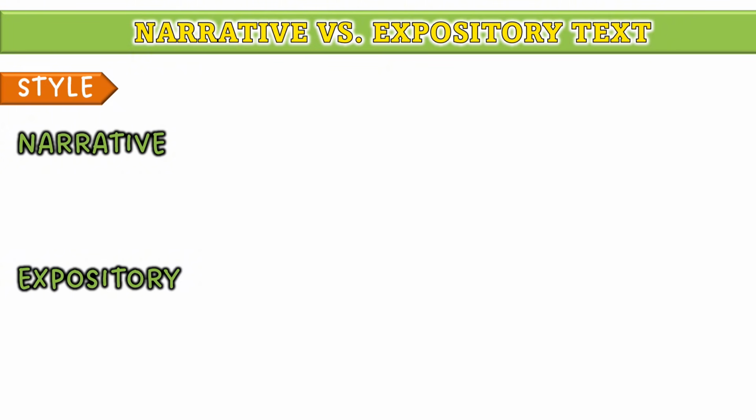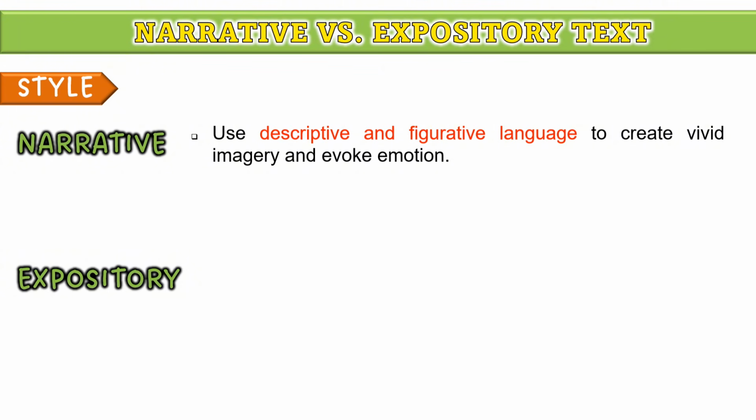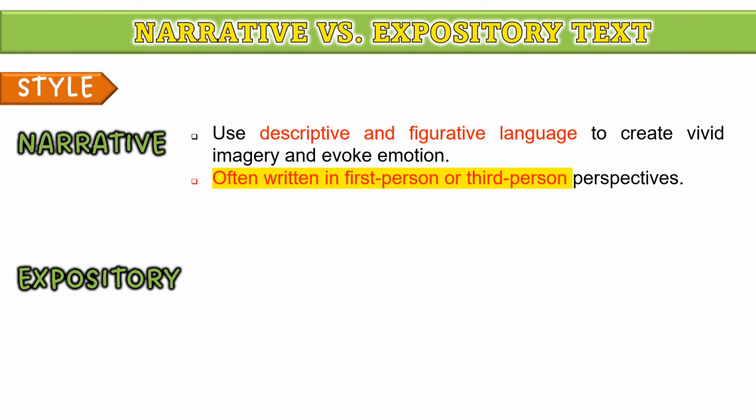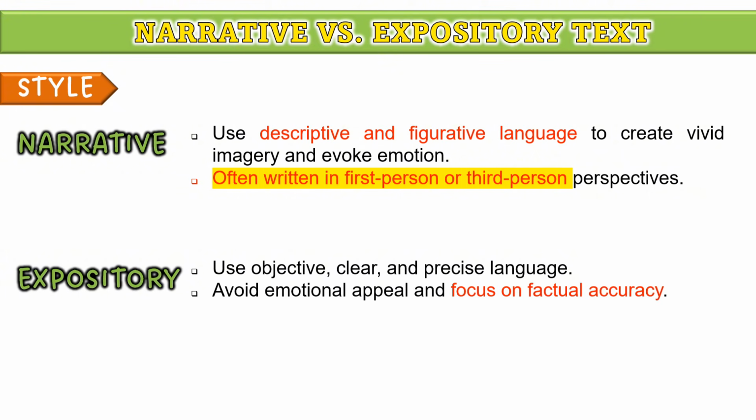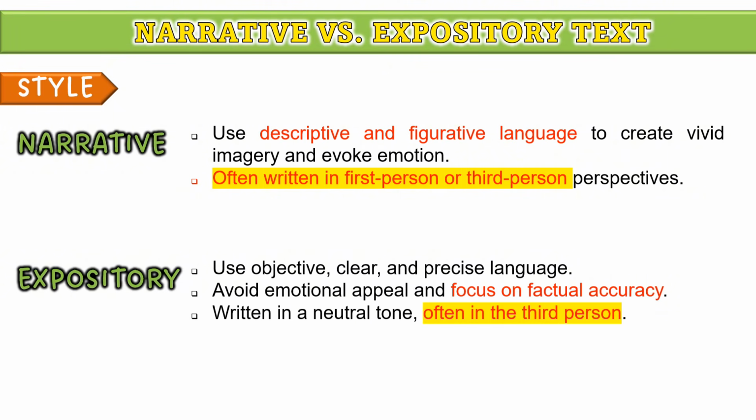Let's talk about style. Narrative text uses descriptive and figurative language to create vivid imagery and evoke emotion. It is often written in first-person or third-person perspectives, while expository text uses objective, clear, and precise language. It avoids emotional appeal and focuses on factual accuracy. It is written in a neutral tone, often in the third person.